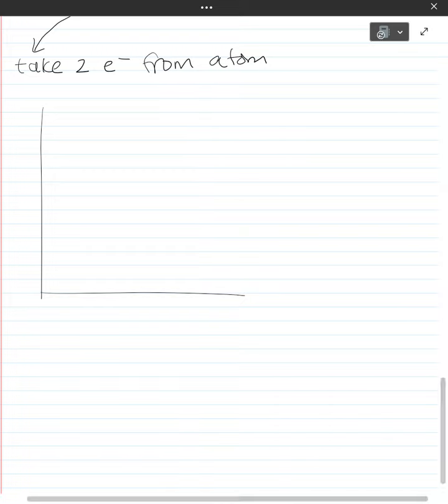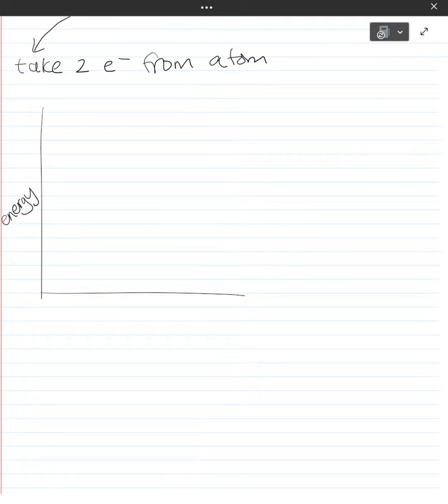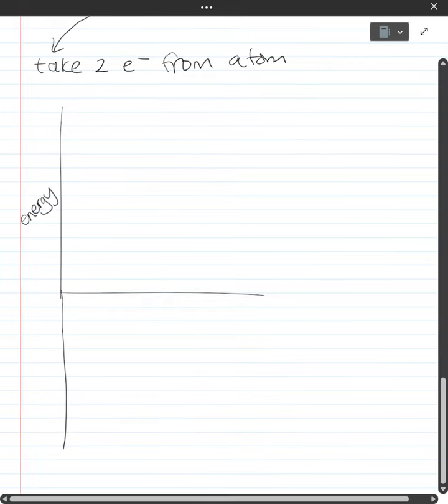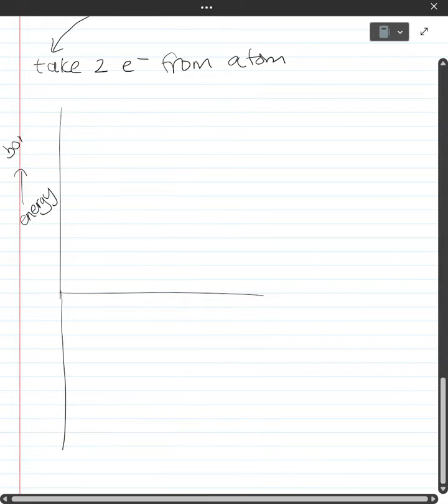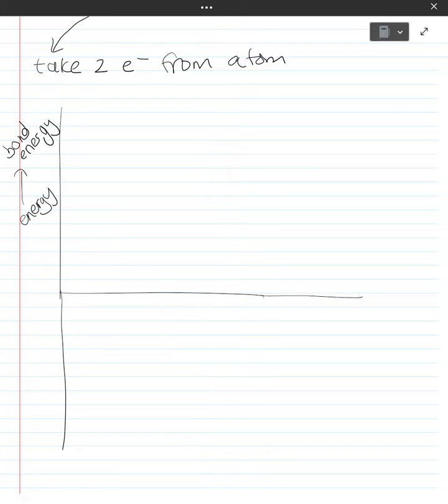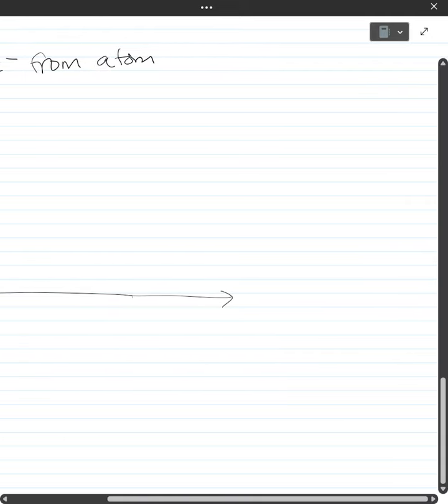So you have your graph that looks something like this with your energy on the y-axis, and that is firstly a representation of your bond energy. So if you're asked to find your bond energy, you know you're going to have to go to this axis. And then on your x-axis, they're telling you the distance between the nuclei.